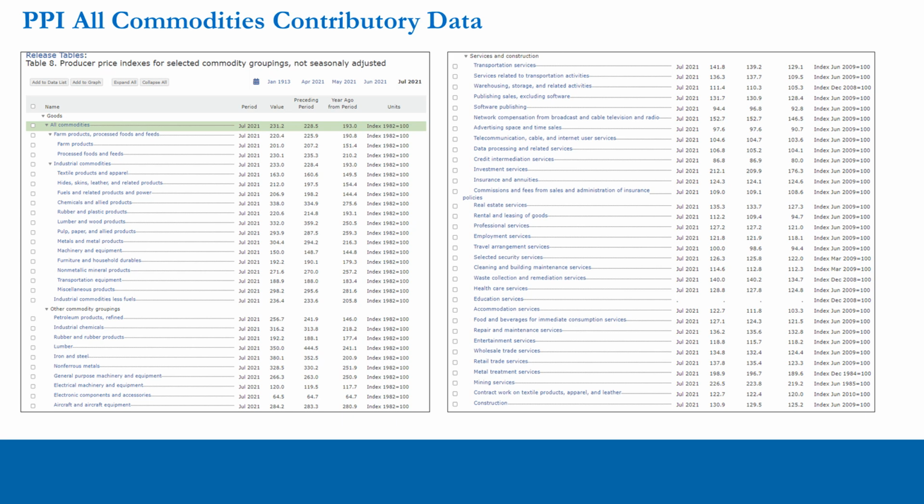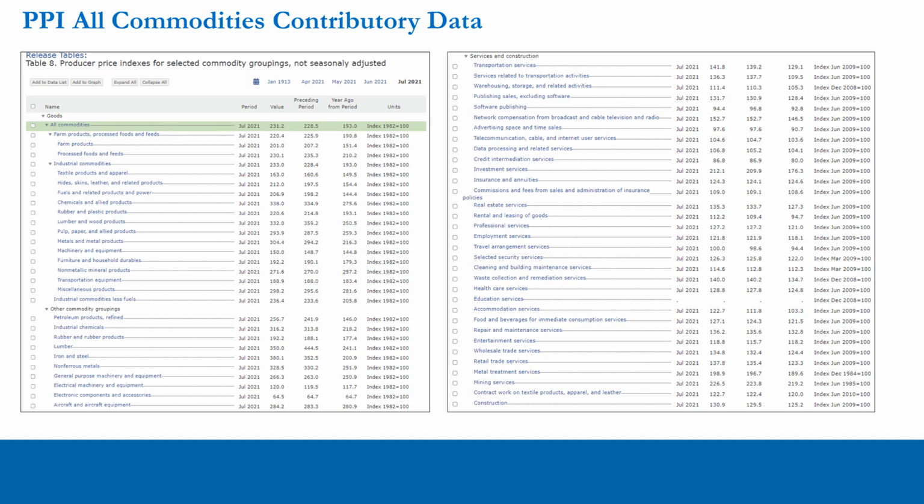Now there's other categories, there's other commodity groupings. So that's on the left-hand side, as you can see on the screen. But on the right-hand side, we also have services and construction, and other commodity groupings, and services and construction are not included in the overall all commodities number. The all commodities number comes under goods.